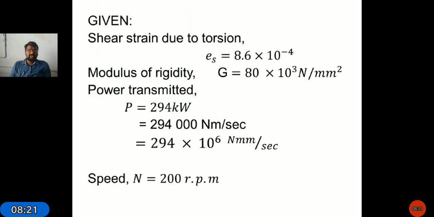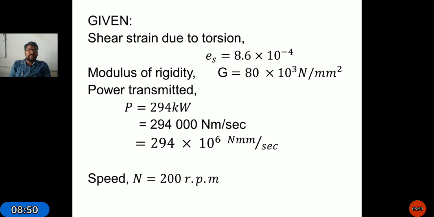Okay, next, first note down the given data. Shear strain due to the torsion developed, that is epsilon s, equals 8.6 into 10 power minus 4. For strain value there are no units. Next, they have given one more data, that is the G value, 80 into 10 power minus 3 Newton per millimeter square. Okay, from these two values we can calculate the shear stress.